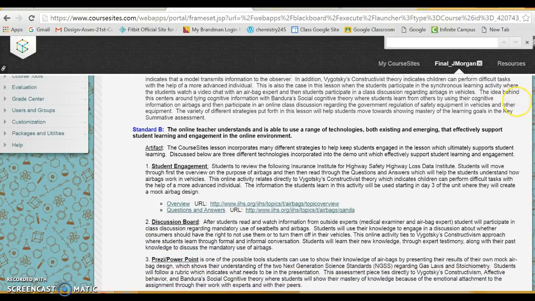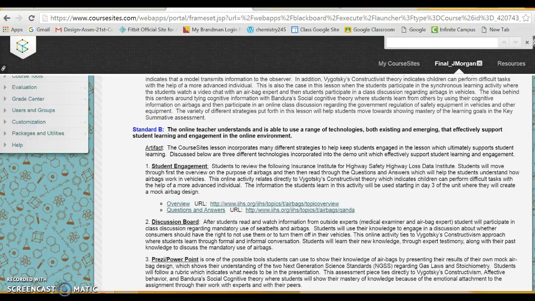Standard B, the online teacher understands and is able to use a range of technologies, both existing and emerging, that effectively support student learning and engagement in the online environment. So here are the 3 different artifacts. The Core Sites lesson incorporates many different strategies to help keep students engaged in the lesson, which ultimately supports student learning. So here are 3 different technologies.